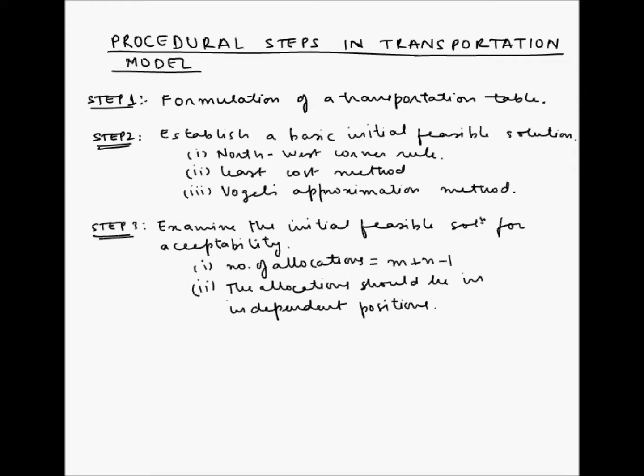What this means is that it should not be possible to change any individual allocation without either rearranging the positions of the allocation or violating the capacity and demand constraints. Now, after the solution has passed the acceptability test in step number 3, then we have to move to step number 4, which is to test the solution for optimality.